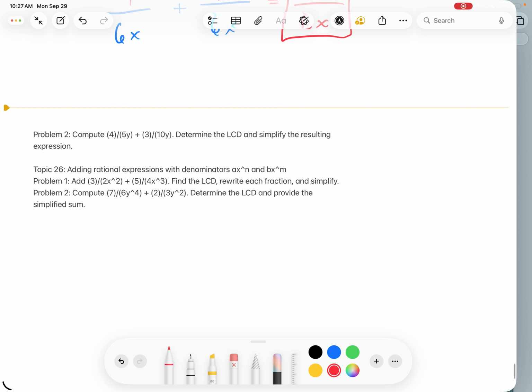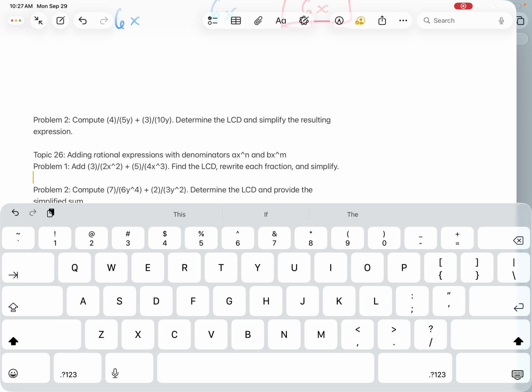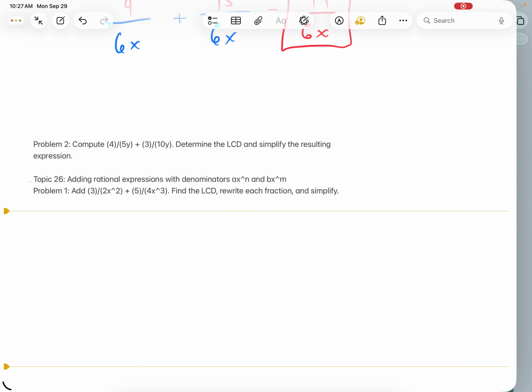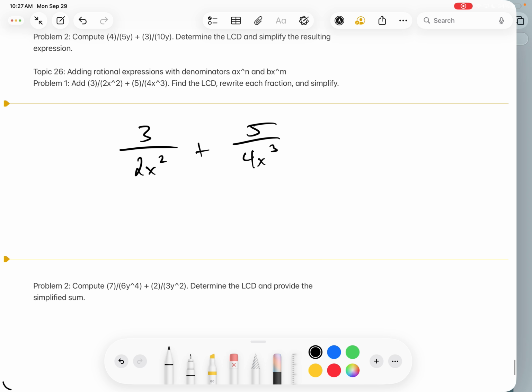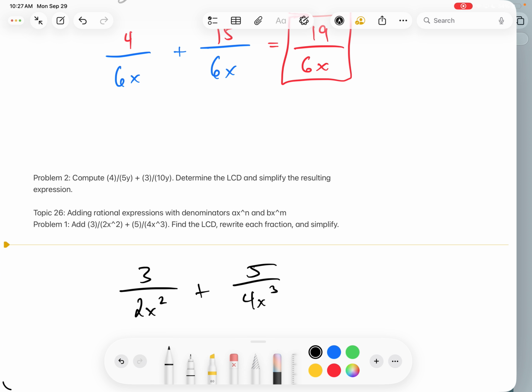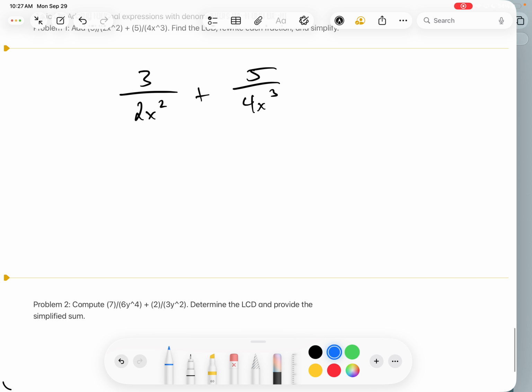All right, last topic in this section is what do we do if we have bigger numbers? Same idea though. Least common denominator on this one, 4, and then you take the biggest exponent, so 4x cubed.